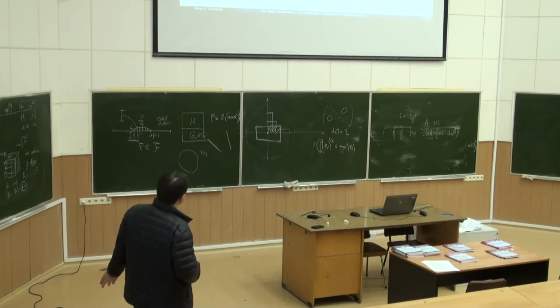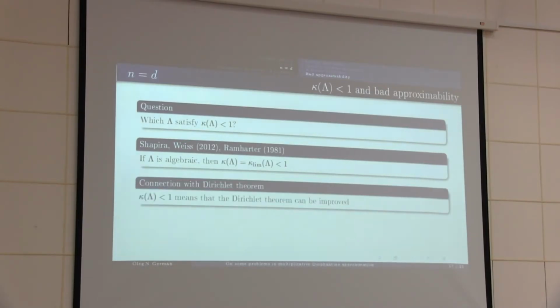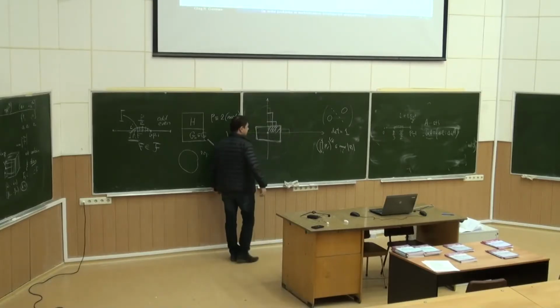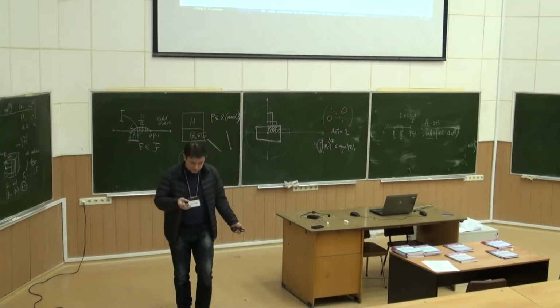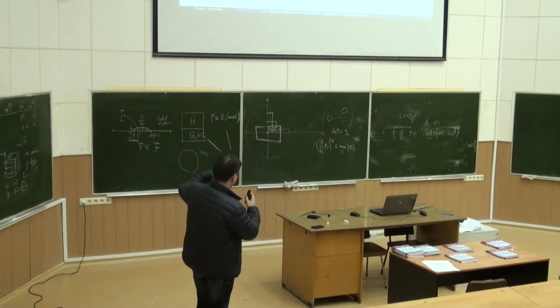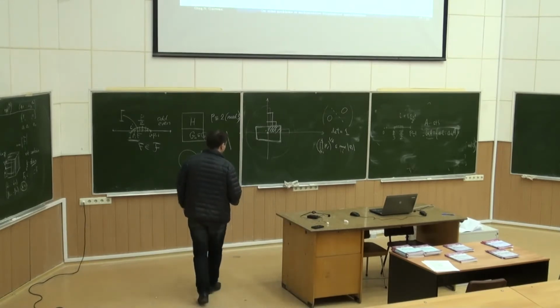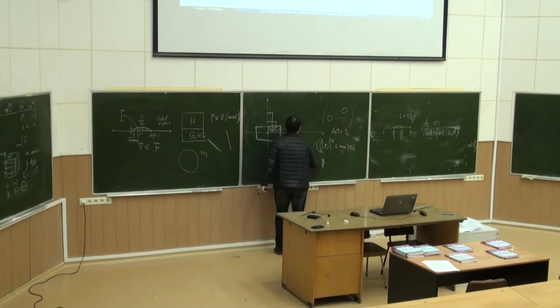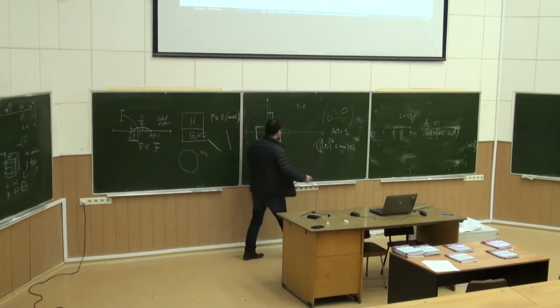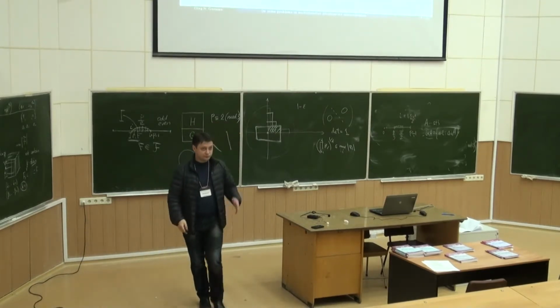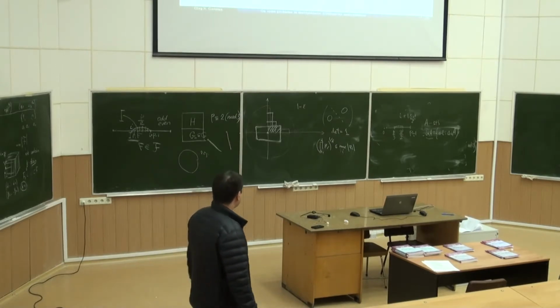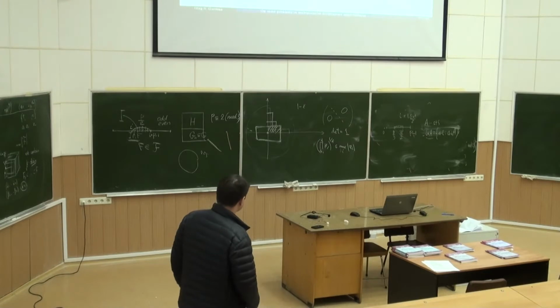And still, are there any other lattices with this property? Let's notice that this inequality, from some point of view, means exactly that the Dirichlet theorem can be improved. What do I mean? I mean that here we have some lattices, and we look at such boxes, and the statement is that we can step away from one and say that every box of volume 1 minus epsilon with faces parallel to the coordinate hyperplanes contains at least one lattice point different from zero.